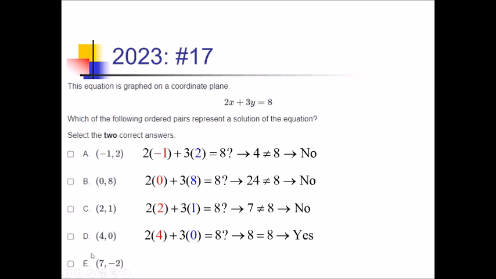And then we have 2 times 7 plus 3 times negative 2. 2 times 7 is 14. 3 times negative 2 is negative 6. 14 plus negative 6 is 8. So that's also a yes. So we've got confirmation here. D and E are the answers we need to pick.